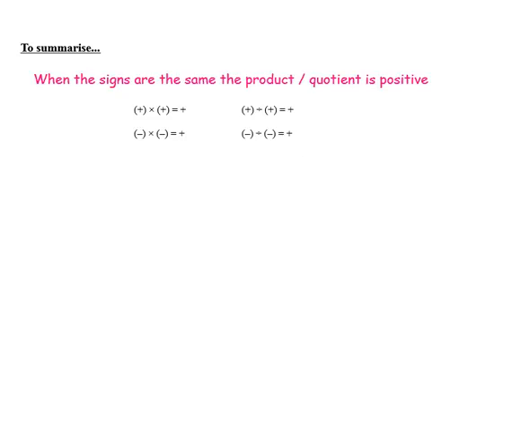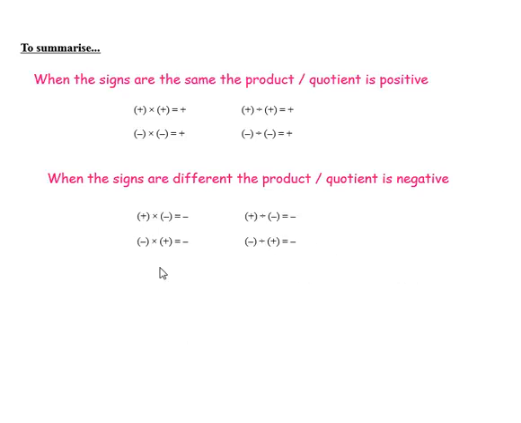When the signs are different, the product, when I multiply, will be negative, or the quotient, when I divide, will be negative. So a positive multiplied by a negative will give a negative result. A positive divided by a negative will give a negative result. A negative multiplied by a positive will give us a negative product. A negative divided by a positive will give us a negative quotient.